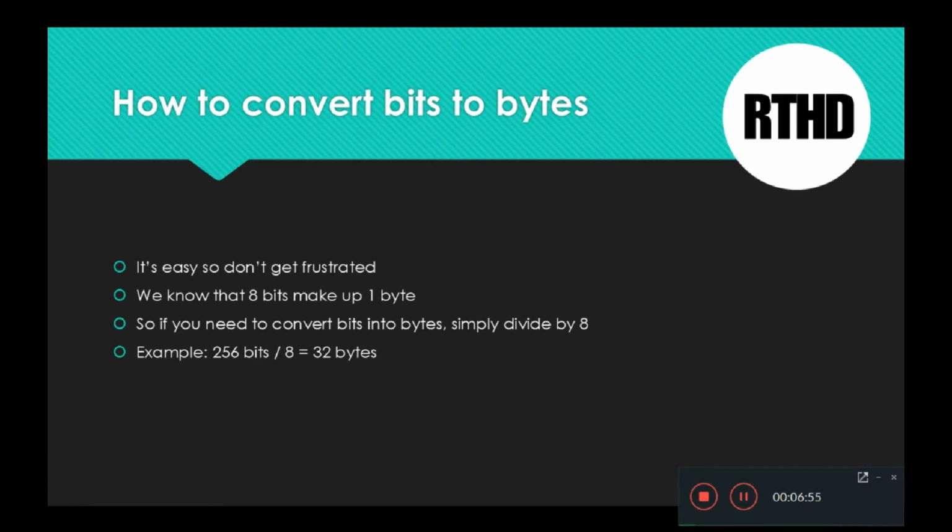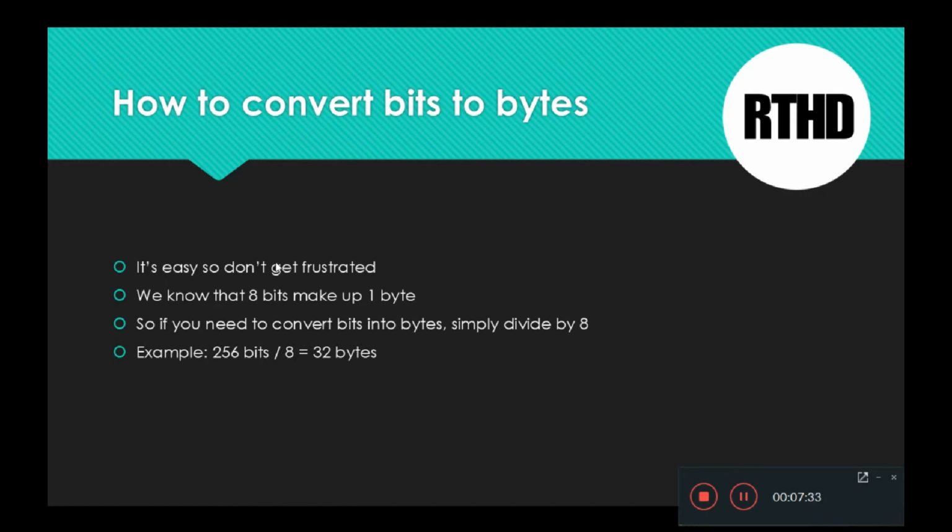Alright, so one of the most important things to probably understand in computing is how to convert bits to bytes. And it's very easy, so don't get frustrated, and hopefully my explanation won't also get you further frustrated. We know that 8 bits make up 1 byte, as you just saw in the previous slide. So if you need to convert bits into bytes, you simply divide by 8, because we already know 8 bits make up 1 byte. So if we have, let's say, 256 bits, then in order to get that converted into bytes, we just have to divide by 8. Isn't that really, really simple?